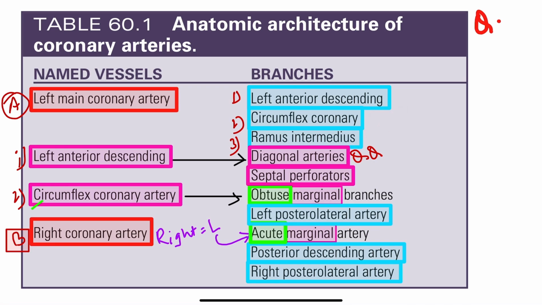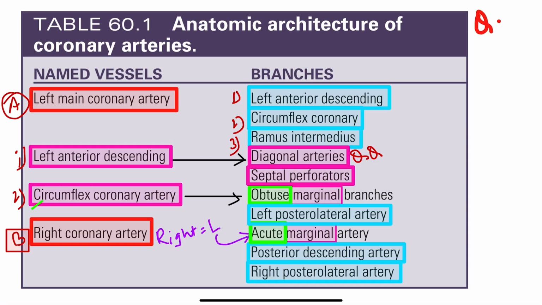Now see the left anterior descending. The left anterior descending gives the diagonal artery and septal perforators. They ask about this diagonal artery most frequently. Now come to the circumflex coronary artery. It gives the obtuse marginal branch and the left posterolateral artery. This word obtuse is important, so you can remember that circumflex is obtuse. Then the right coronary artery gives the acute marginal artery, so right is acute angle. The acute marginal artery comes from the right coronary, and the obtuse marginal artery comes from the circumflex.